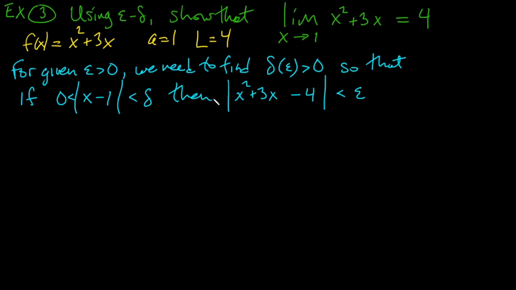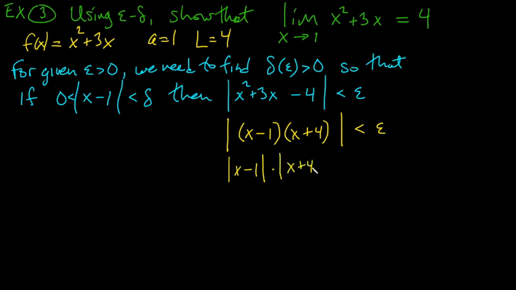Okay, so notice that there's no common factor to take out. However, x squared plus 3x minus 4 can be factored as x minus 1 times x plus 4. And the absolute value of the product is the product of the absolute values. So I could write this as the absolute value of x minus 1 times the absolute value of x plus 4 is less than epsilon. Again, you should convince yourself of that if that's not clear.